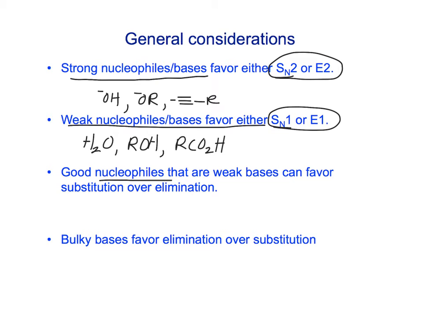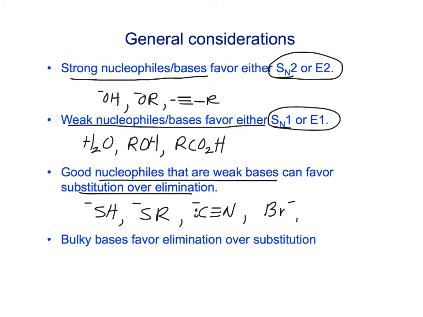Good nucleophiles that are weak bases, and there's only a few of these, can favor substitution over elimination. Examples include thiolate anions, like this, or with an alkyl group here. Cyanide is a good nucleophile that's a weak base. And in fact, some of the halides like bromide or iodide, these are good nucleophiles but weak bases, and they can favor substitution over elimination.